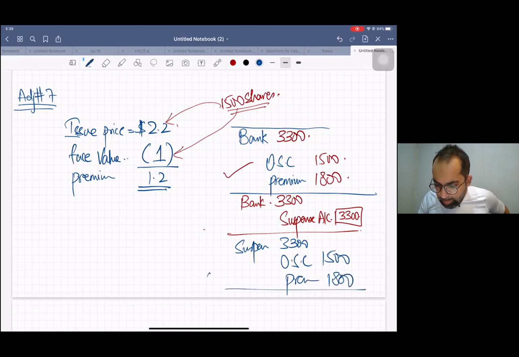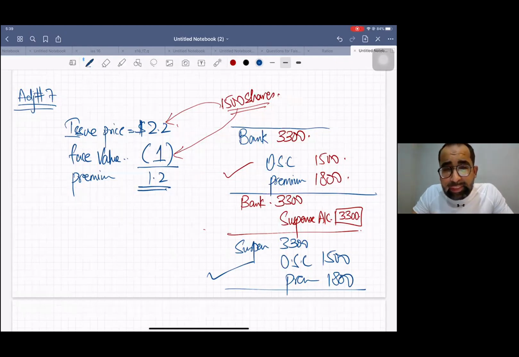Can anybody tell me in which section of the financial statement we need to post this share issue? SOCIE, yes, very good. It is posted in SOCIE, the statement of changes in equity.